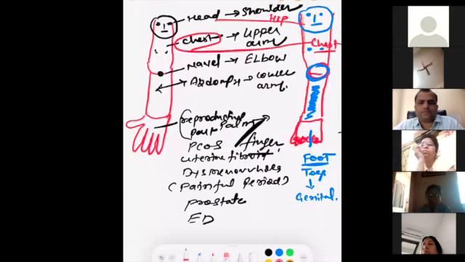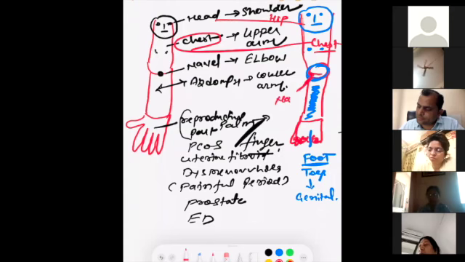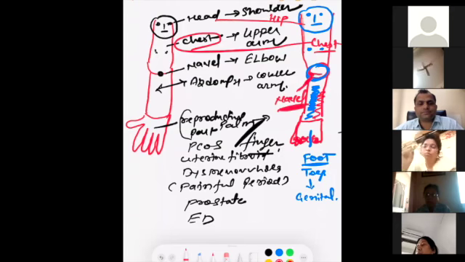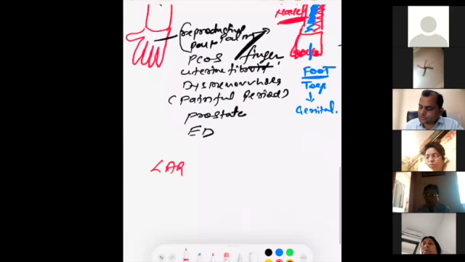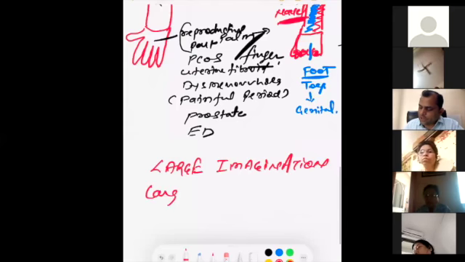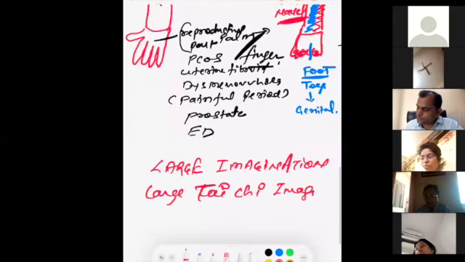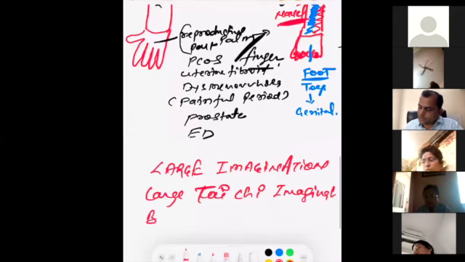Now coming to the knee. Knee is just like a navel, then lower abdomen, and finally genitals. So this is called large Tai Chi imagination, or in other words we can tell large Tai Chi imagination, or we can tell bigger imagination.